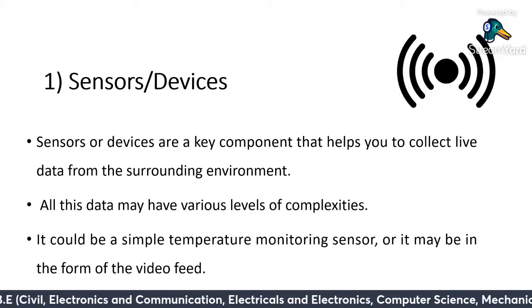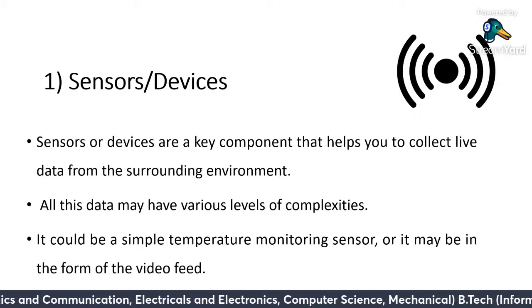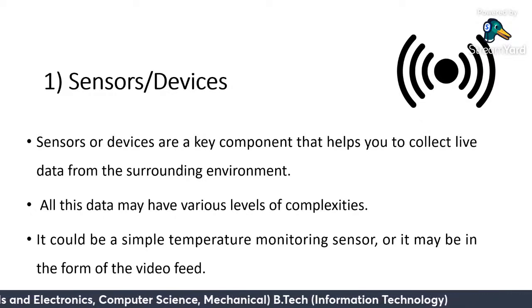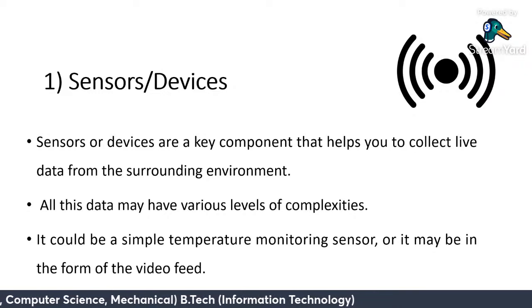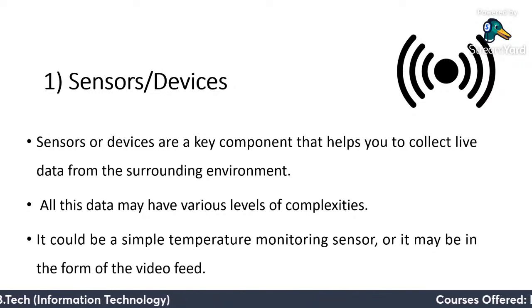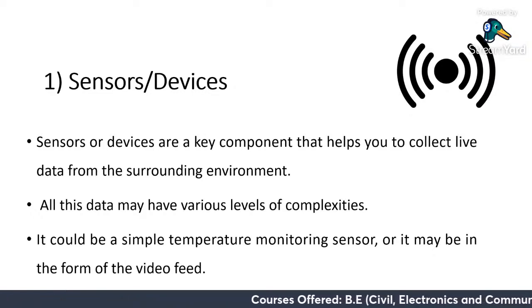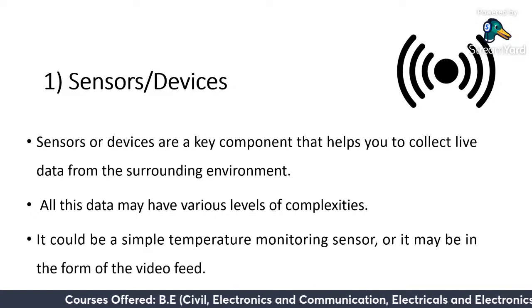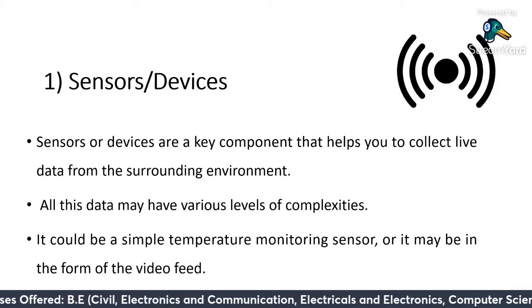These sensor values are used to sense a particular area, and it could be a simple temperature monitoring system, or it may be a form of video feed, etc. If you use a camera, it may be in the form of video. If you use a temperature sensor, it will be an analog signal or a digital signal. If you use an ultrasonic sensor, it may be used to measure the distance between two objects, or the distance between the sensor and another object.